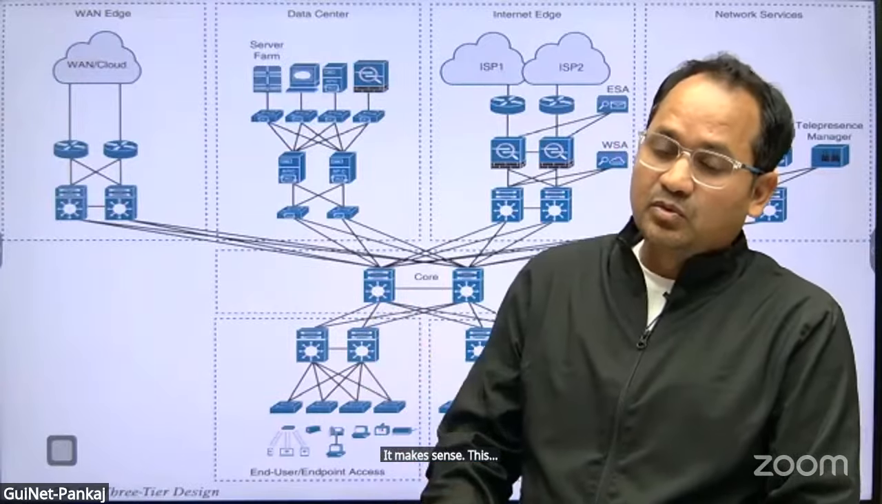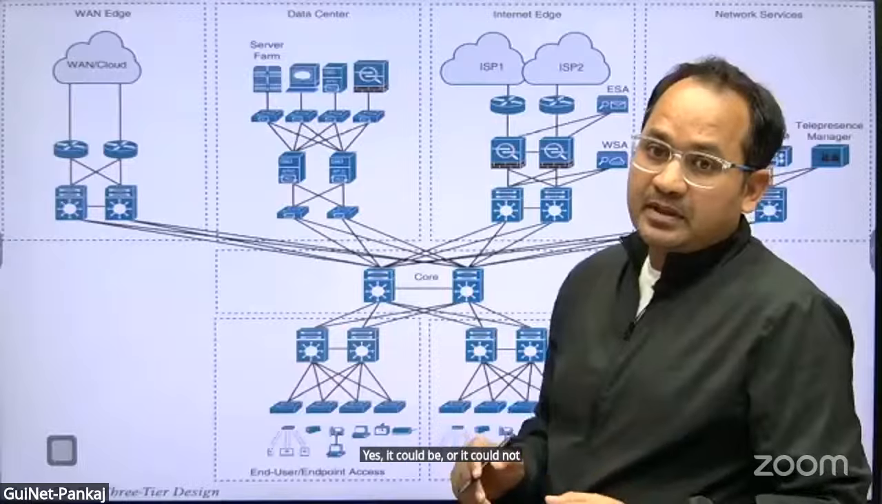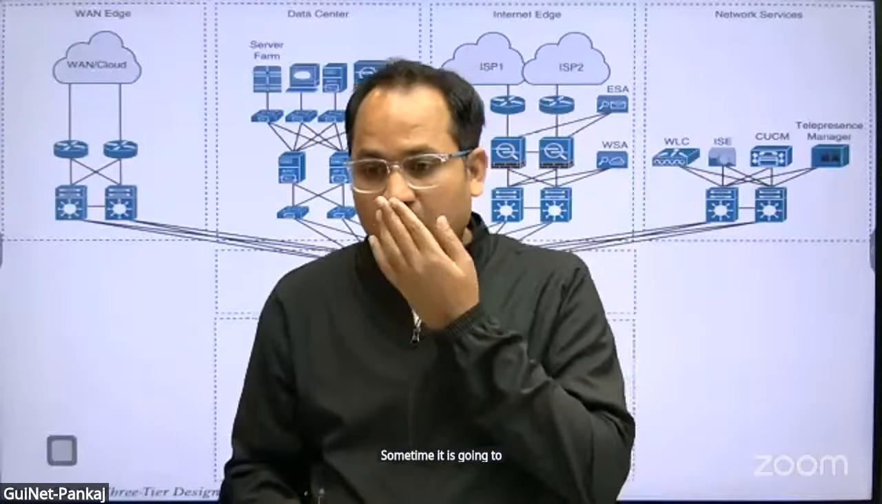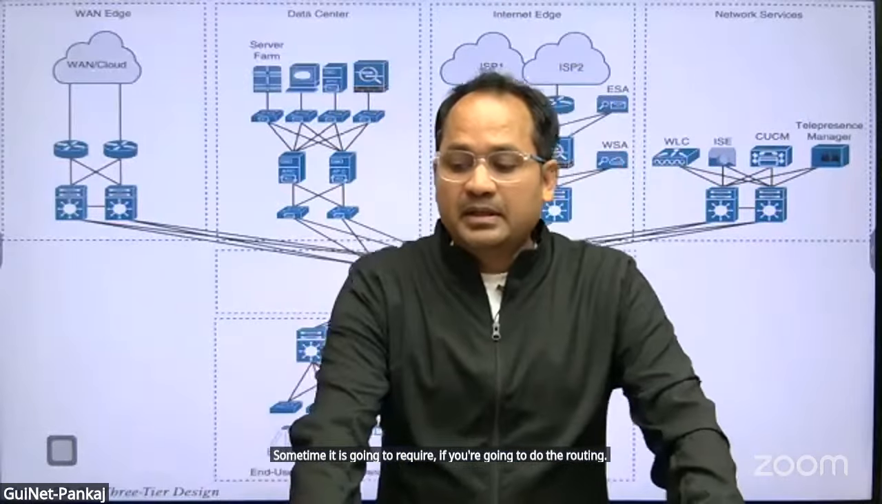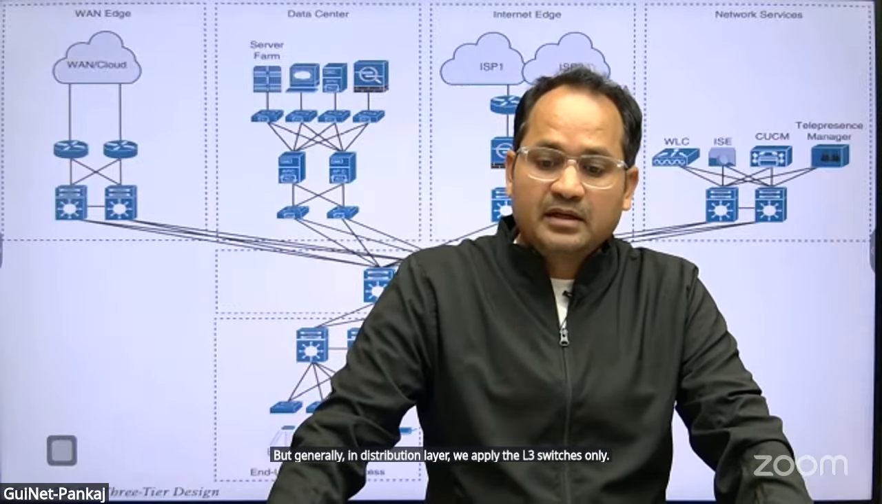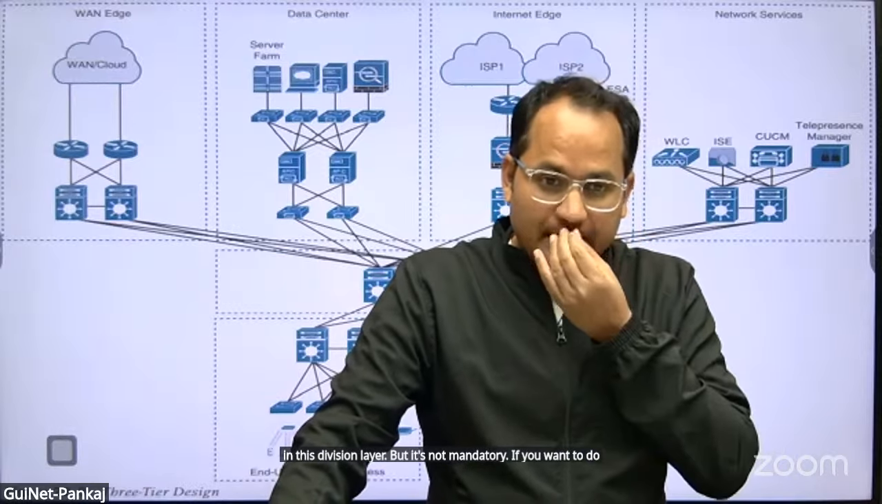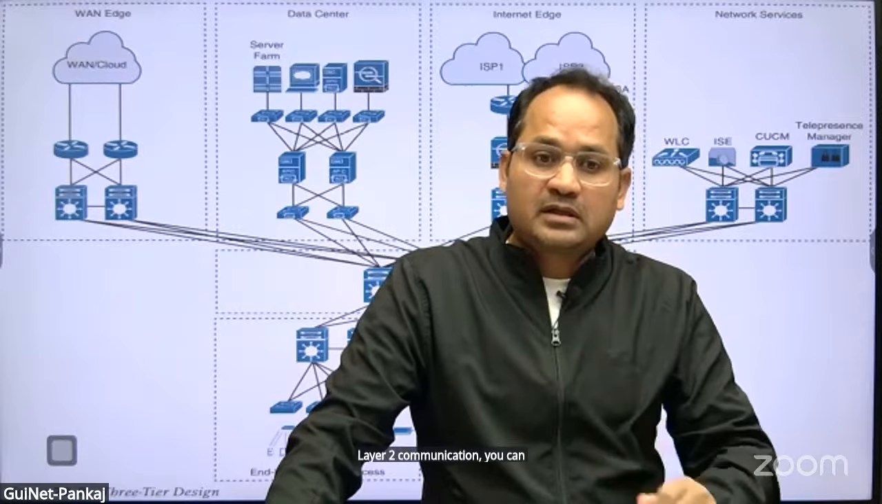These are the 2-tier and 3-tier. Sir, in the distribution layer, is an L3 switch mandatory or not? Yes, it could be or it could not be. Sometimes it is required if you are going to do routing. But generally in the distribution layer, we apply L3 switches only. But it's not mandatory. If you want to do complete layer 2 communication, you can use a layer 2 fabric as well. There is no problem.